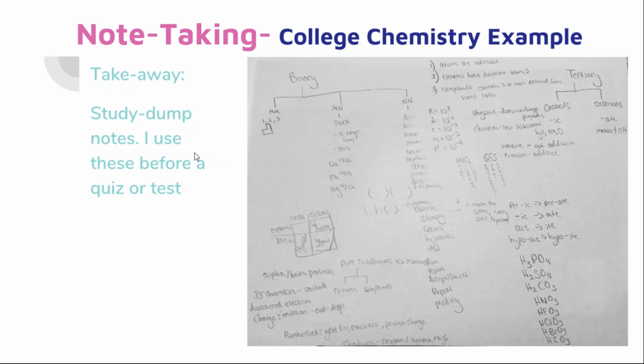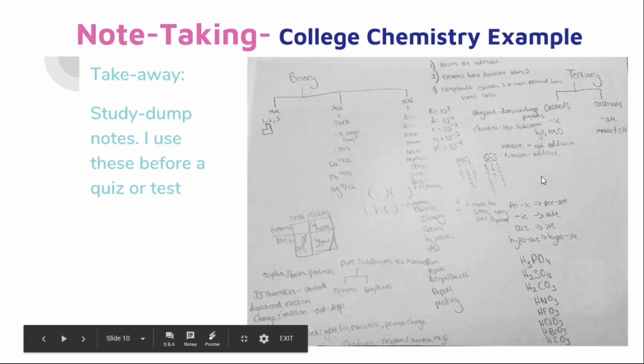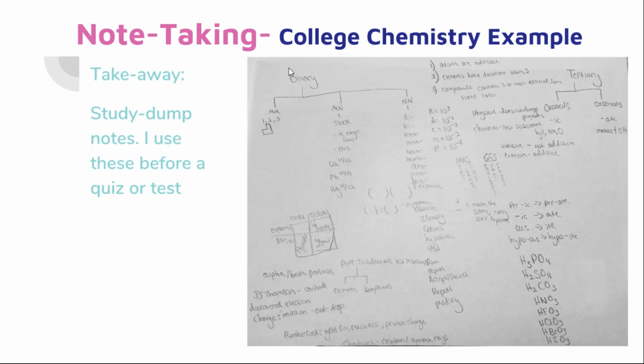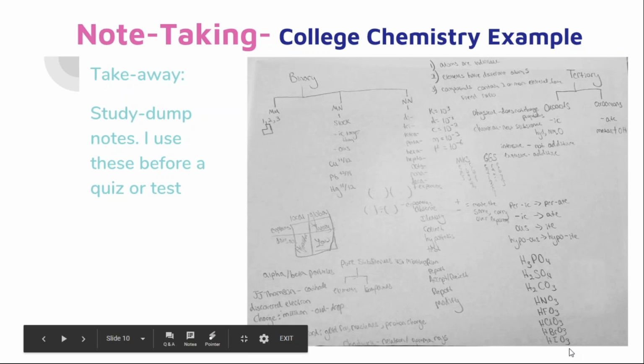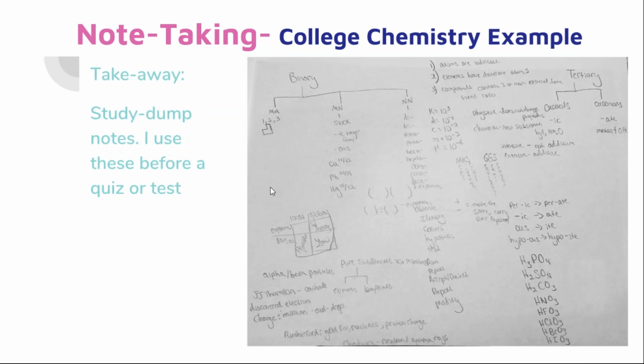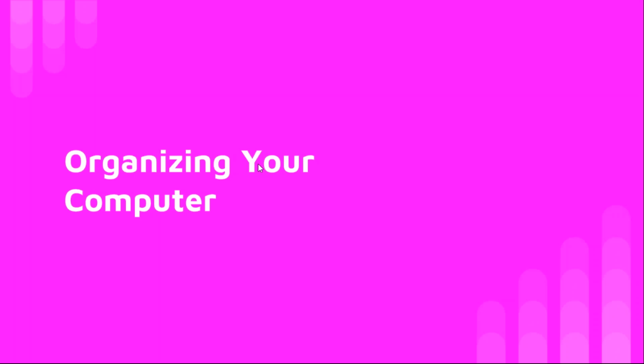It wasn't really in a particular order, but this way I could look at it and also glance at it right before class, and I could remember kind of all the different things that I had just covered. So here you can see I had a diagram and a naming chart and a whole list of different acids that we were supposed to memorize. And so I use these before a quiz or a test just to kind of jog my memory and to help me study. So that's a different kind of note for you guys. And that's the end of my presentation.